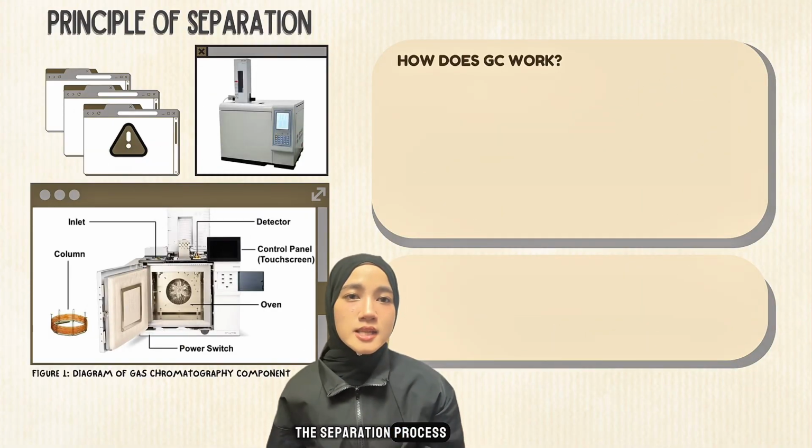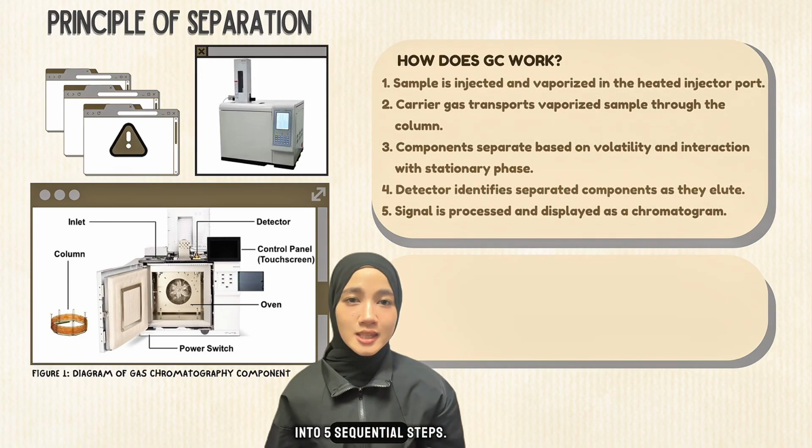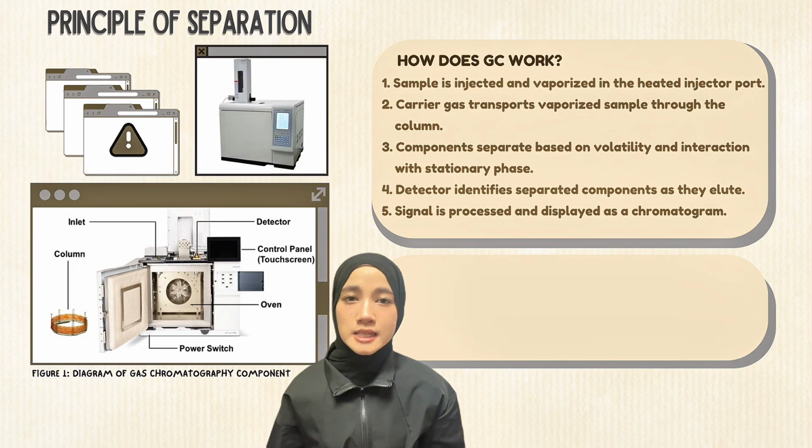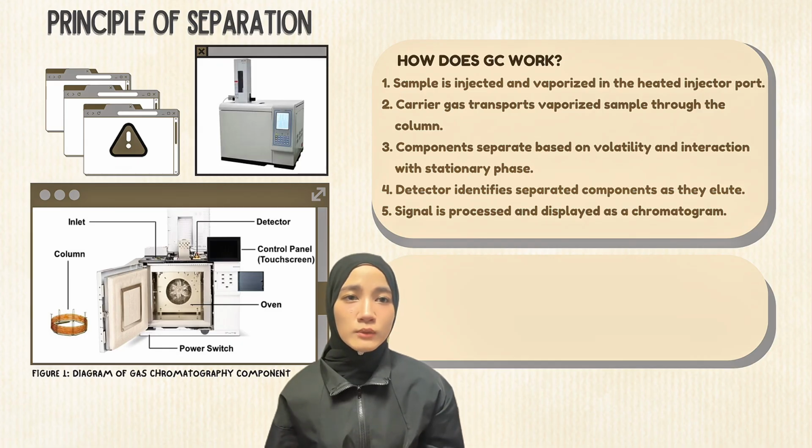Next, let's understand how GC actually works. The separation process can be broken down into 5 sequential steps. Step 1. The sample is injected and immediately vaporized in the heated injector port. The injector is heated to a temperature typically 50 degrees Celsius above the boiling point of the least volatile component to ensure complete vaporization.